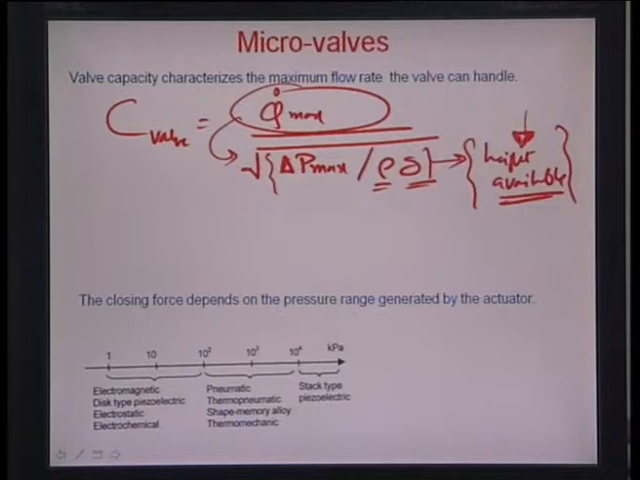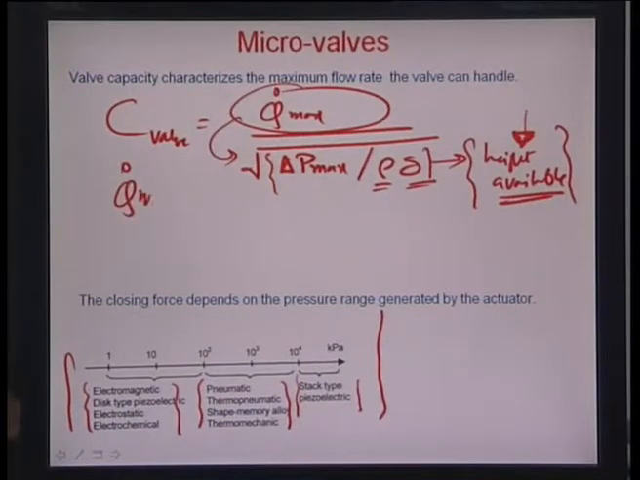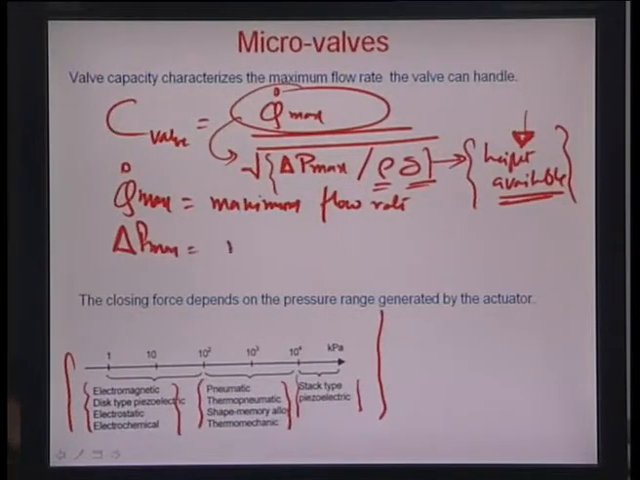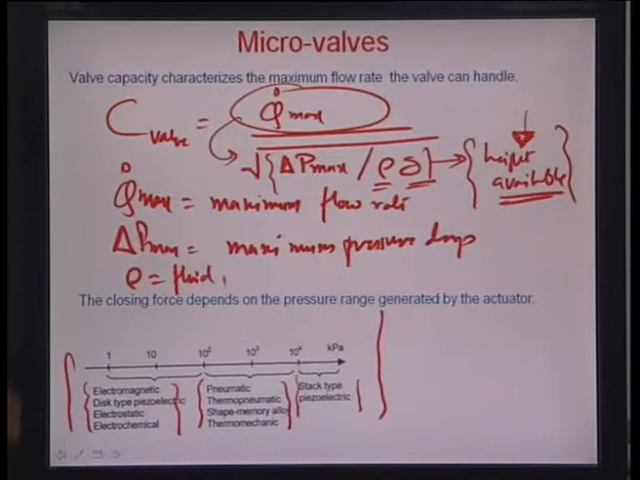So the closing force depends on the pressure range generated by the particular actuator. Here in this illustration, you can see some of the different actuation mechanisms and the pressure ranges that can be generated by them. So let me just write these things down. Q dot max is maximum flow rate, delta P max is maximum pressure drop, rho is the fluid density, G of course as you know is the acceleration due to gravity.